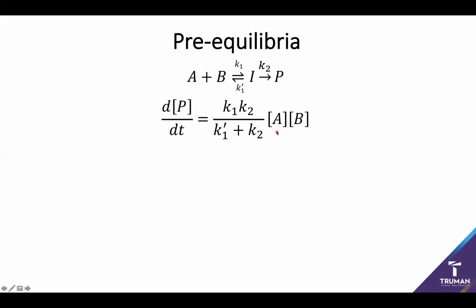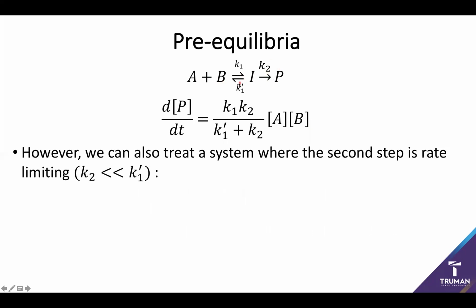This is one we call pre-equilibrium, where we're going to assume that K2 in this case is fairly low, and the reverse reaction is fairly facile. So I form I, and then I tend to reform my reactants. Then I form I, then I tend to reform my reactants. Then I form I, and eventually I make my product.